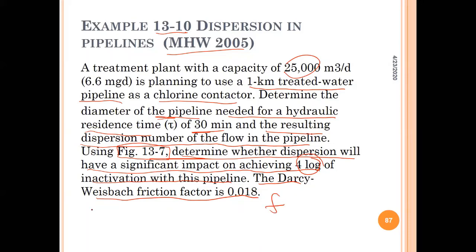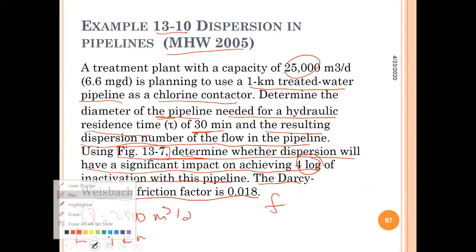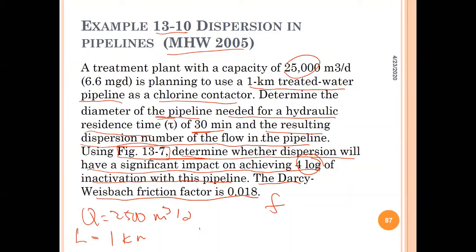Okay, what is given here is Q, and then the length of the pipe, and then the hydraulic residence time, which is 30 minutes. So what we have to calculate is the diameter of the pipe and the dispersion number, and we have to estimate whether this dispersion number has any impact on disinfection if we have to achieve 4 log removal.